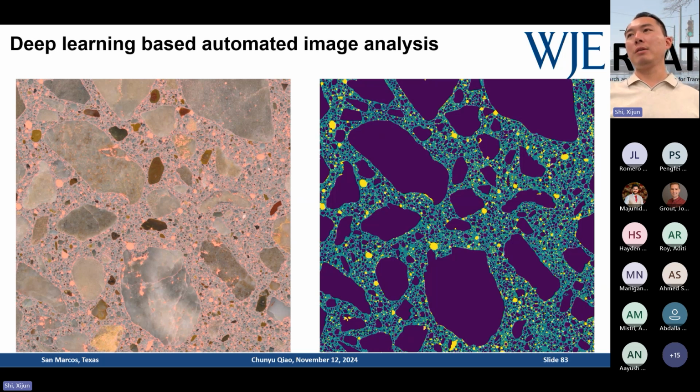So you can see here, the machine learning program can tell you, okay, that's an aggregate, especially the particle on the bottom middle, right? They have a lot of pink powder, but the computer can identify after training that the aggregate is not a real air void.